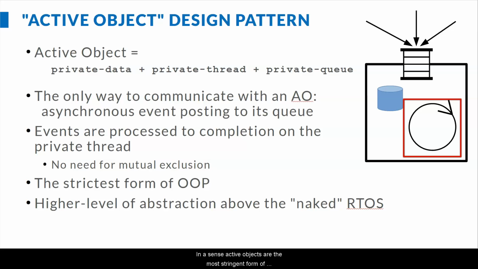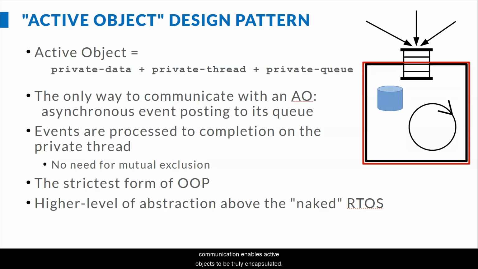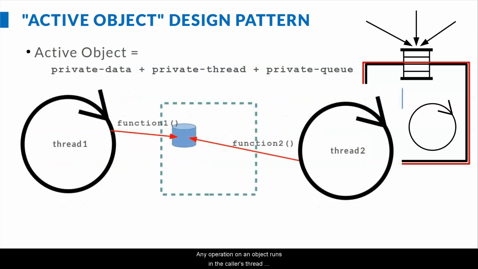In a sense, active objects are the most stringent form of object-oriented programming because the asynchronous communication enables active objects to be truly encapsulated. In contrast, the traditional OOP encapsulation, as provided by C++, C# or Java, does not really encapsulate anything in terms of concurrency. Any operation on an object runs in the caller's thread, and the object's private data are subject to the same race conditions as global data not encapsulated at all.